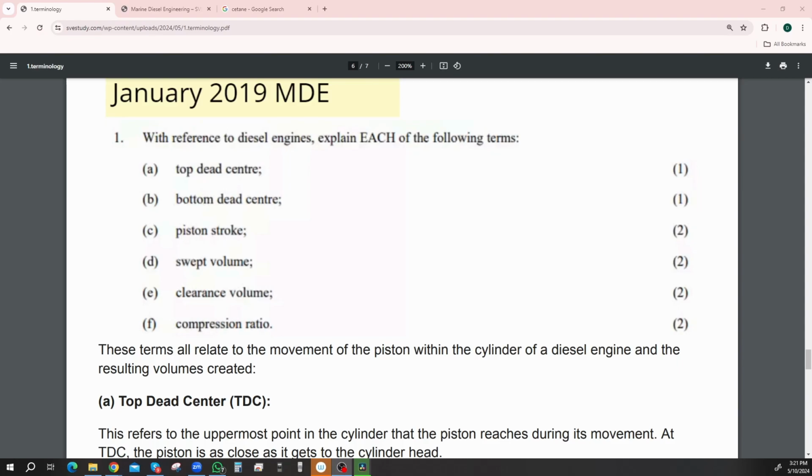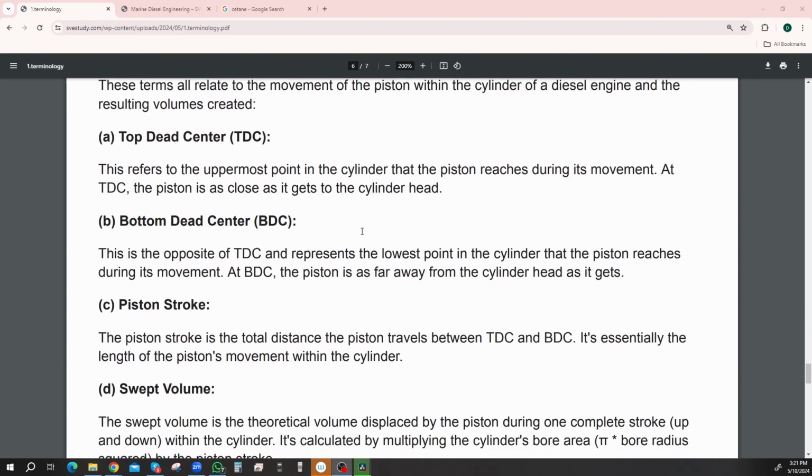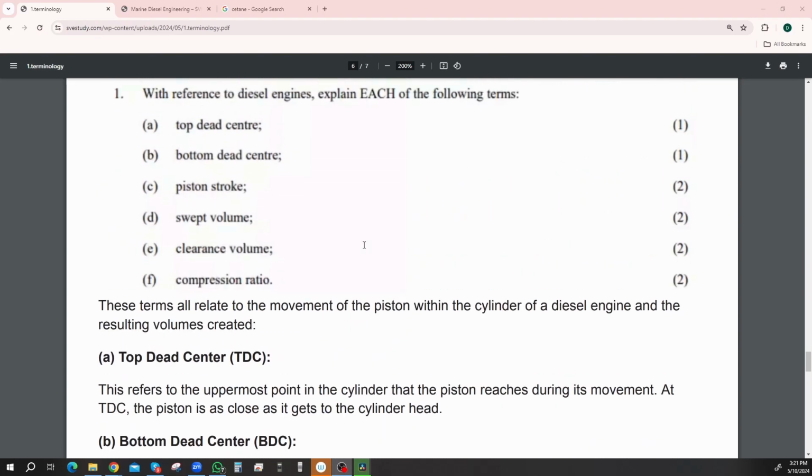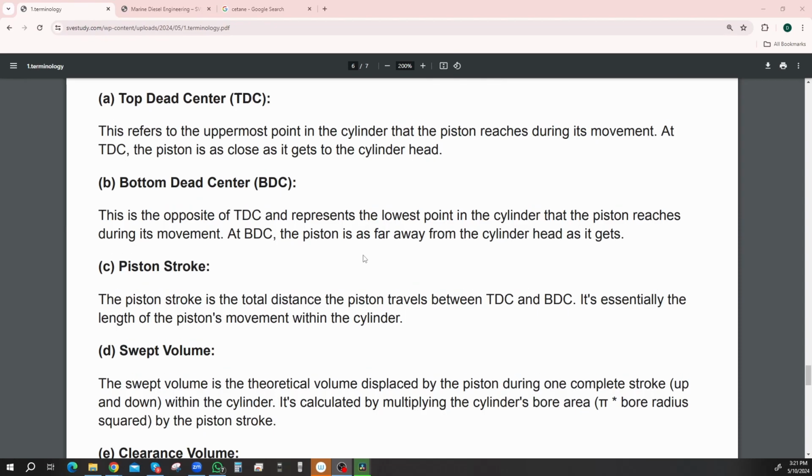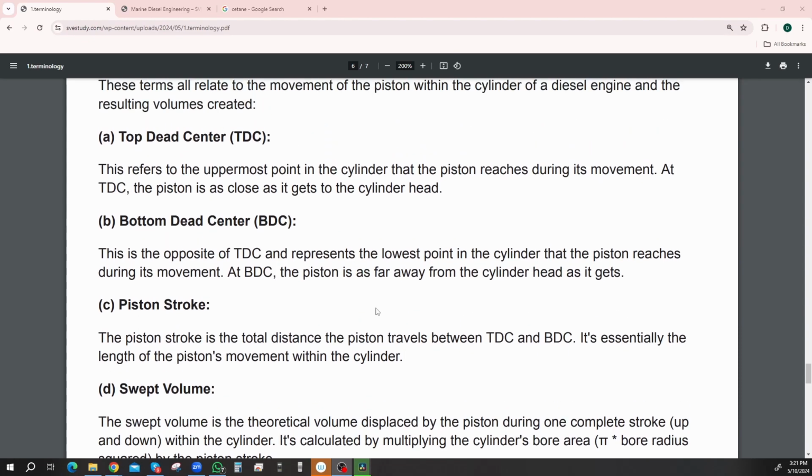These terms all relate to the movement of the piston within the cylinder of the diesel engine and the resulting volumes created. Top dead center, so that's going to be the smallest volume, isn't it? That's the compression cycle. This refers to the utmost point of the cylinder that the piston reaches during its movement. At top dead center, the piston is as close as it can get to the cylinder head, so therefore it has the highest pressure as well.